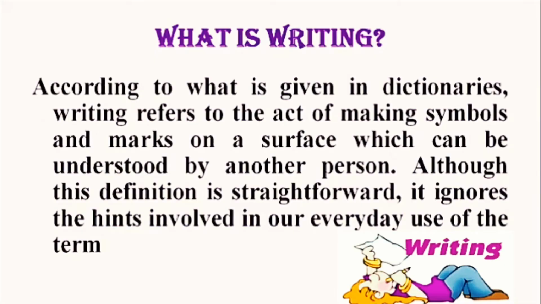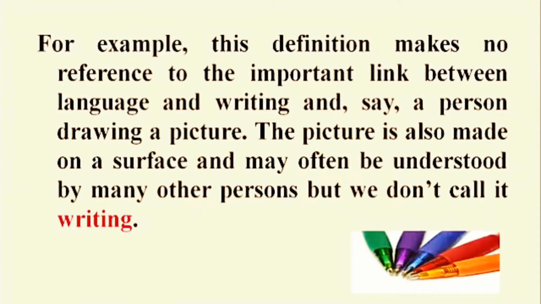Now, we will discuss what writing is. According to dictionaries, writing refers to the act of making symbols and marks on a surface which can be understood by another person. Although this definition is straightforward, it ignores the hints involved in our everyday use of the term. For example, this definition makes no reference to the important link between language and writing, and say a person drawing a picture. The picture is also made on a surface and may often be understood by many other persons, but we can't call it writing.